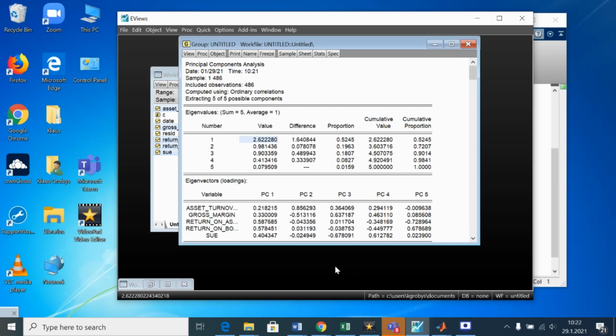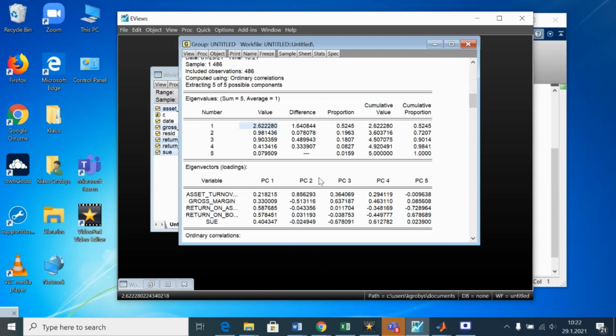So what we see here, in EViews, it gives us the eigenvector for this eigenvalue here in the first column, PC1, called principal component 1. It's the first eigenvector corresponding to this eigenvalue. In the second column we see the eigenvector corresponding to the second eigenvalue, and so on.